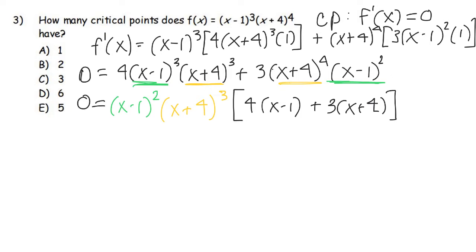Now you can continue to solve this, but notice it's not saying what are the critical points, it's just saying how many critical points. Well, I'm going to get 1 critical point from here, I'm going to get 1 from here, and 1 from here. So it looks like I'm going to have 3 critical points. Okay, moving on.